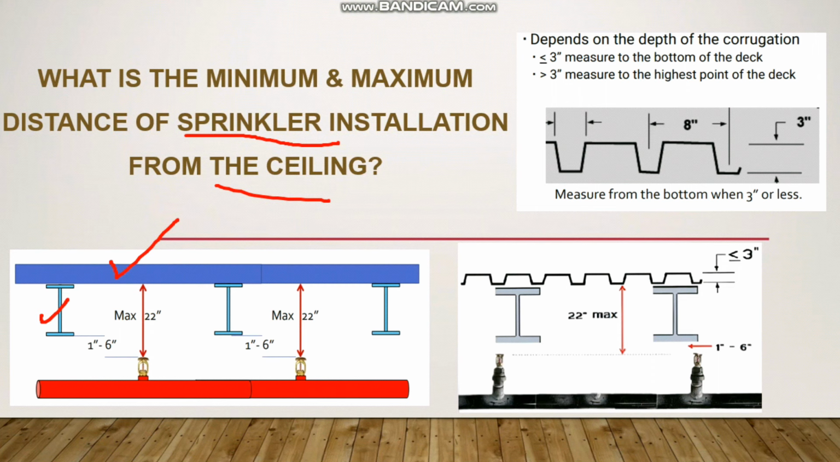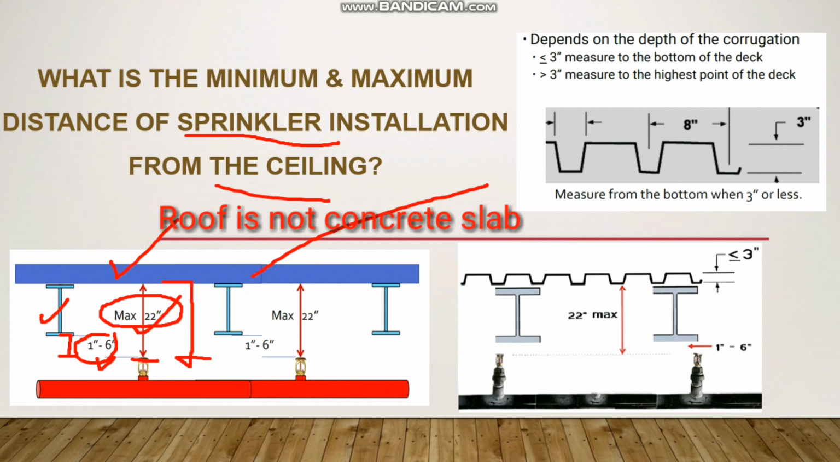So in this condition, what you have to do is, from the bottom of the structural member, you have to follow 1 inch to 6 inch to the sprinkler top of the deflector. And when you follow this condition, the maximum of 22 inch must be maintained from the ceiling bottom to the top of the deflector. Okay, so you should comply with both these conditions as per NFPA.